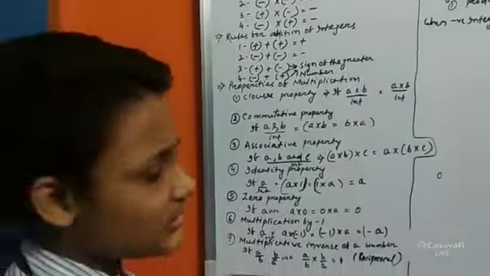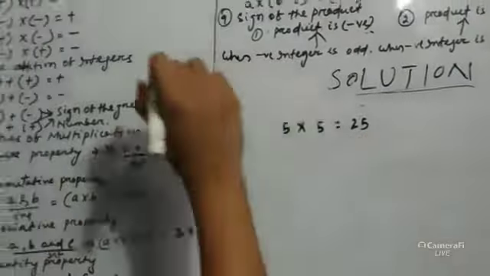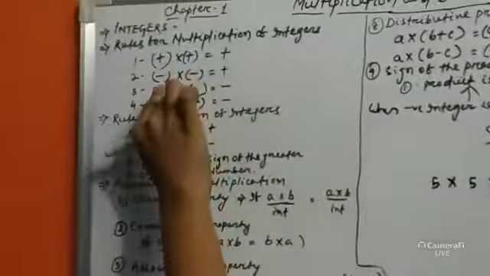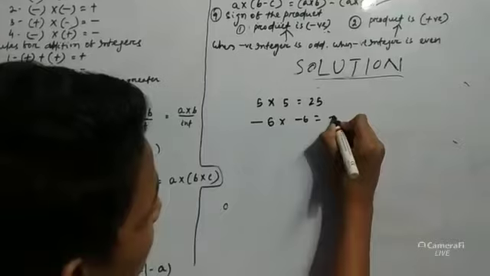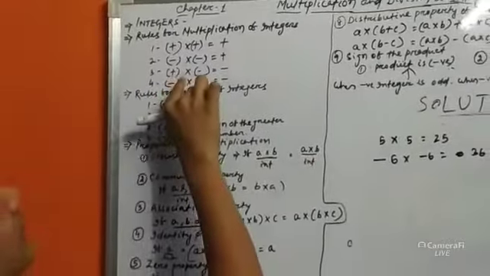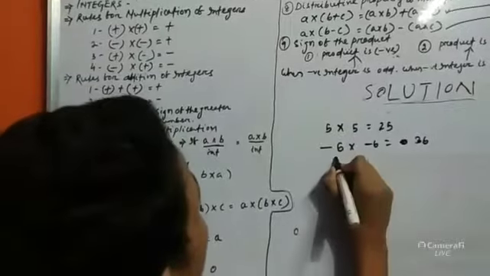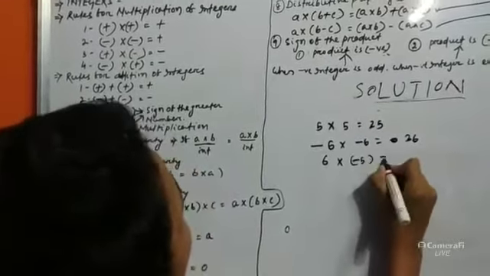When a positive integer is multiplied by a positive integer, it gives a positive product: 5 into 5 equals 25. When a negative integer is multiplied by a negative integer, the product is positive: -6 into -6 equals 36. When a positive integer is multiplied by a negative integer, the product is negative: 6 into -5 equals -30.